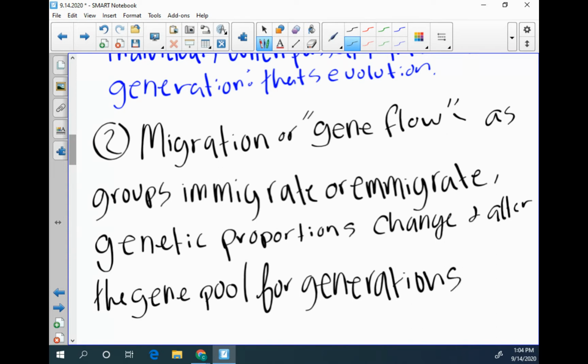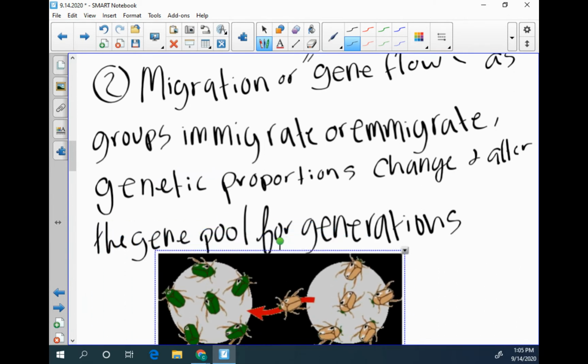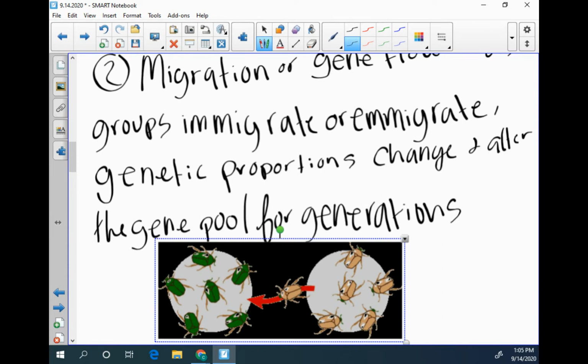Now, science in general is usually better taught through pictures. So I'm going to pull up a diagram for gene flow. So, let's see. If we take a look at these two beetle populations, right? This beetle population on the left is entirely green. This population on the right is entirely brown.